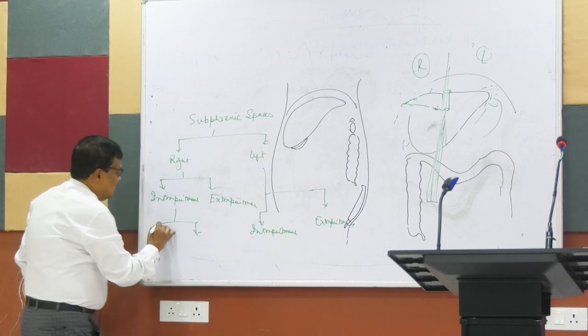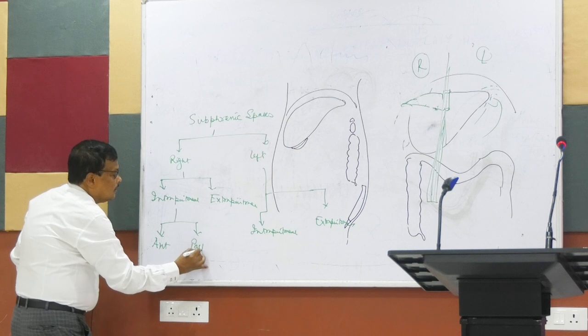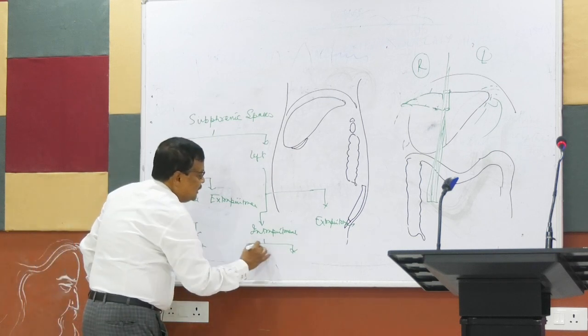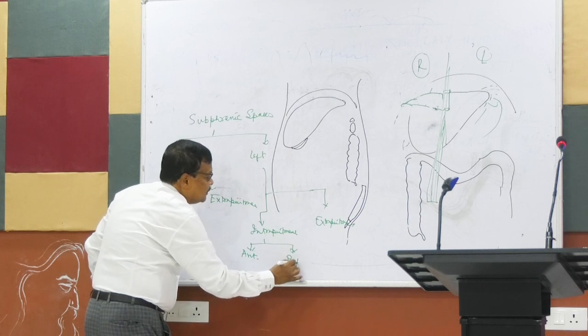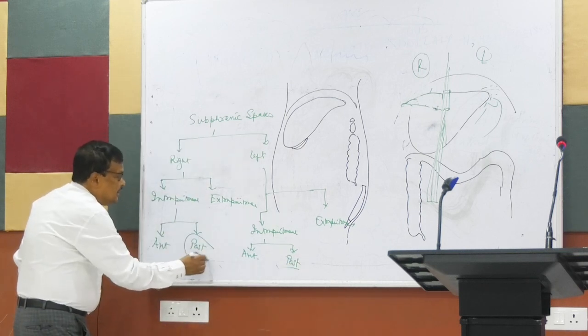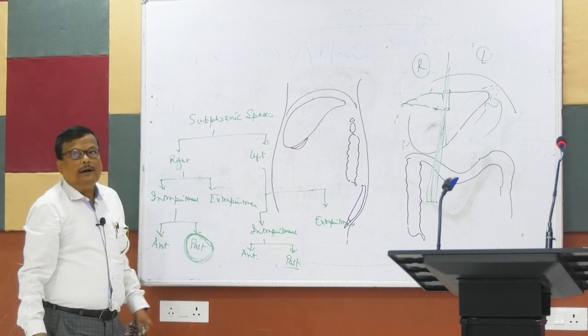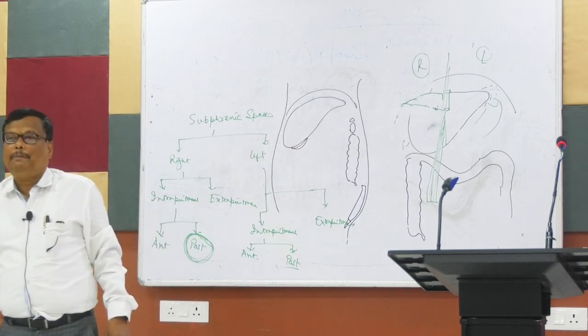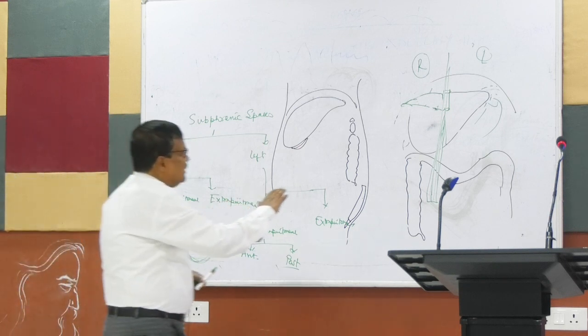Interperitoneal again has two: anterior and posterior. Interperitoneal again two, on the left also anterior and posterior. The posterior intraperitoneal space on the right side is called the hepatorenal pouch of Morrison. That is, under the right side of the liver.